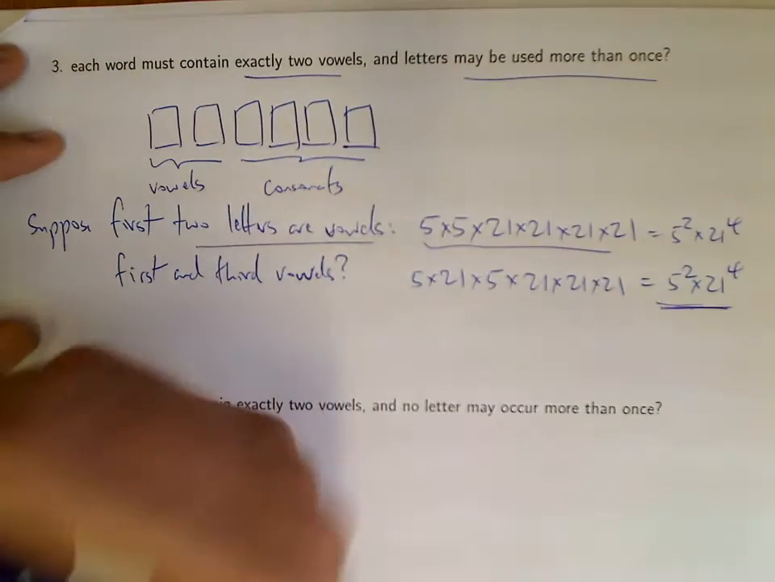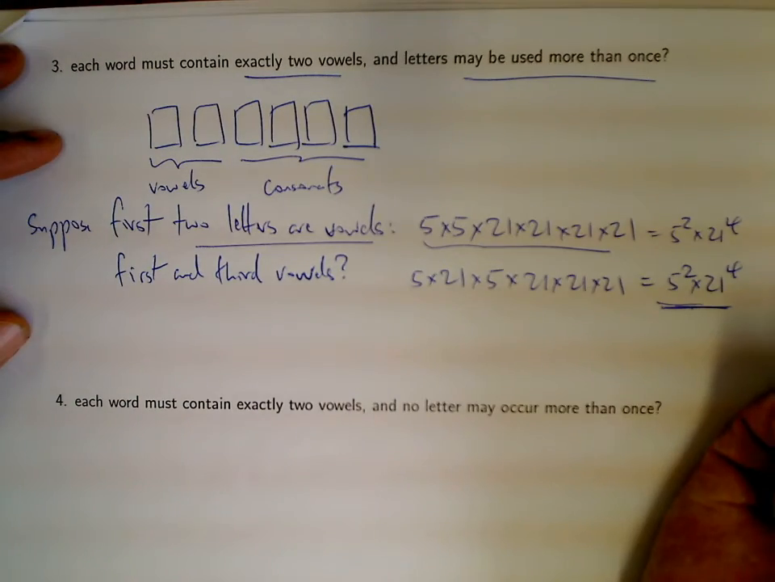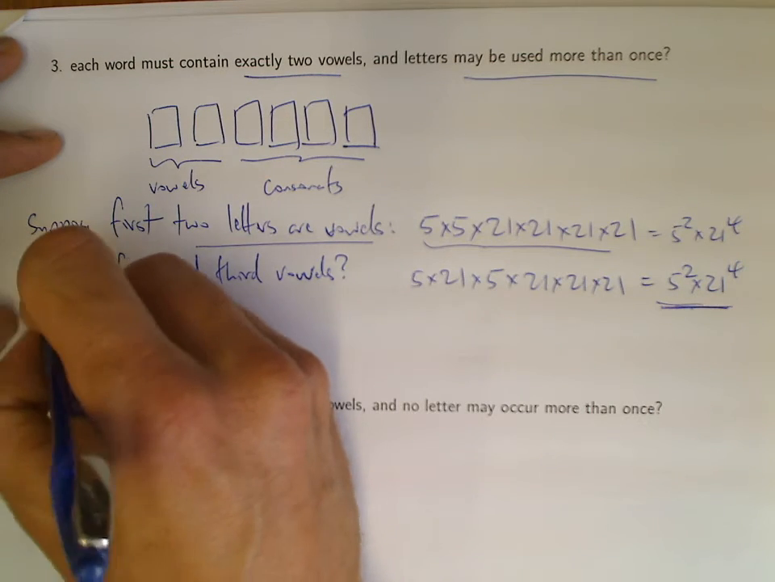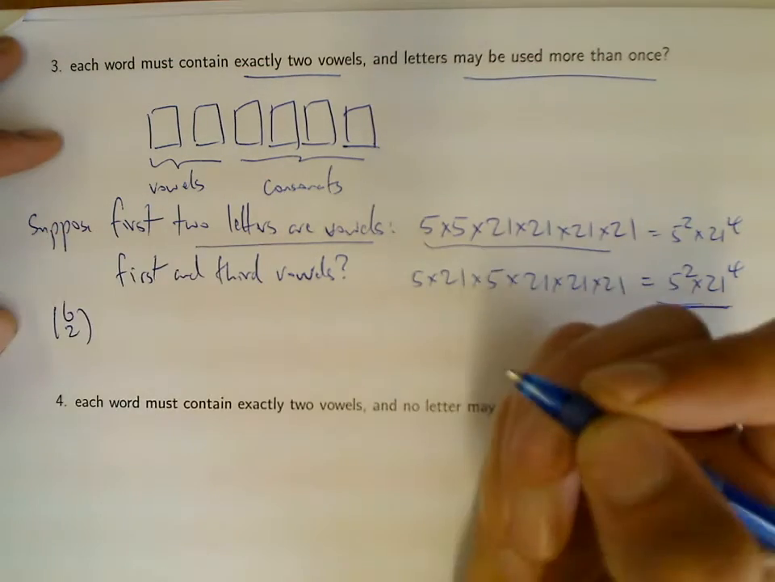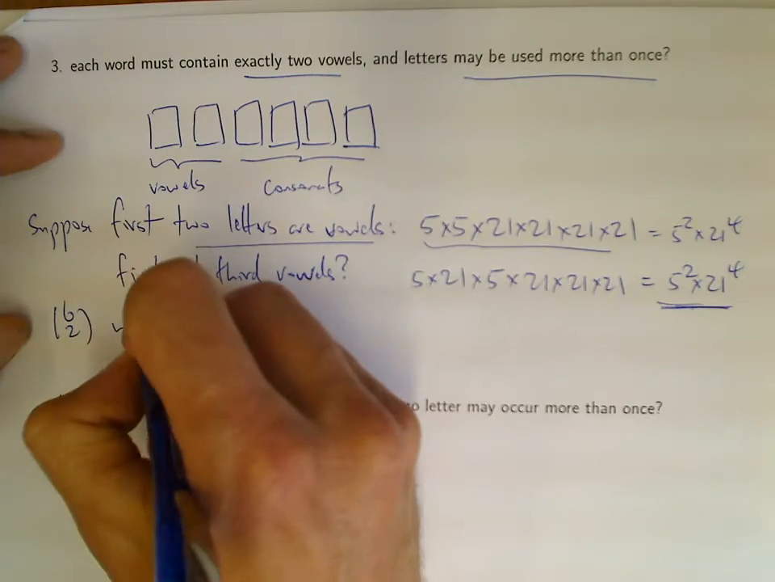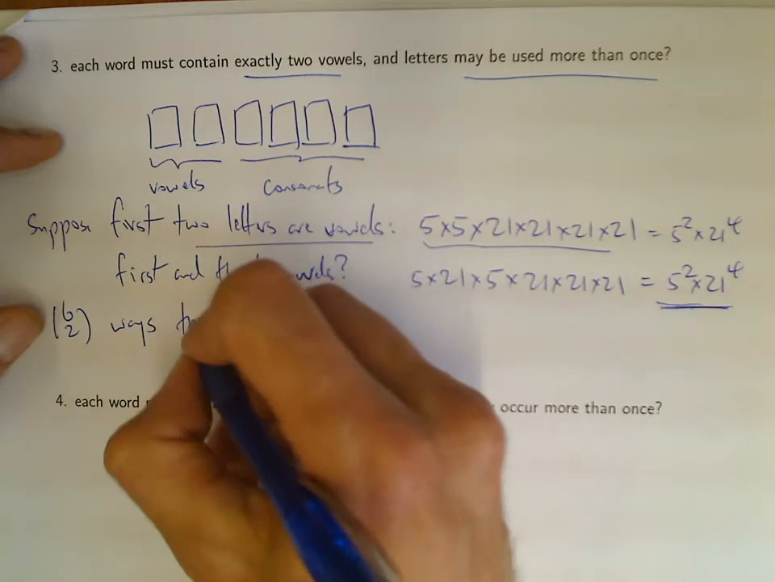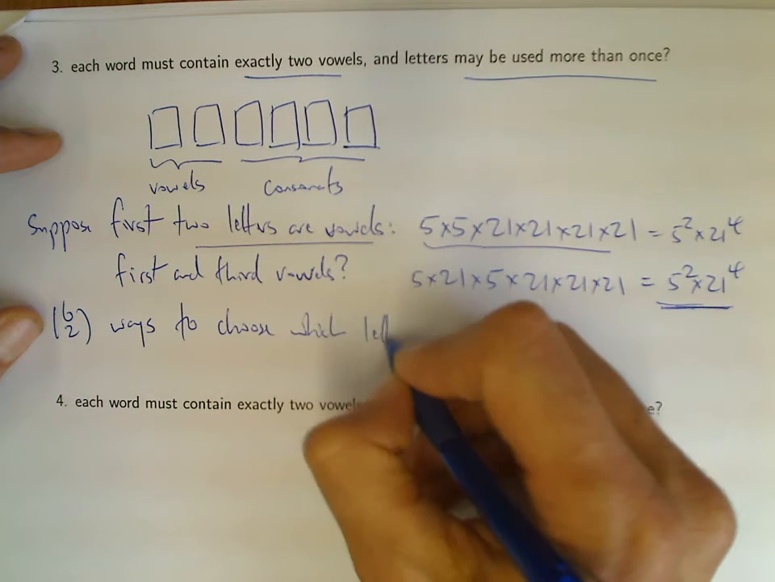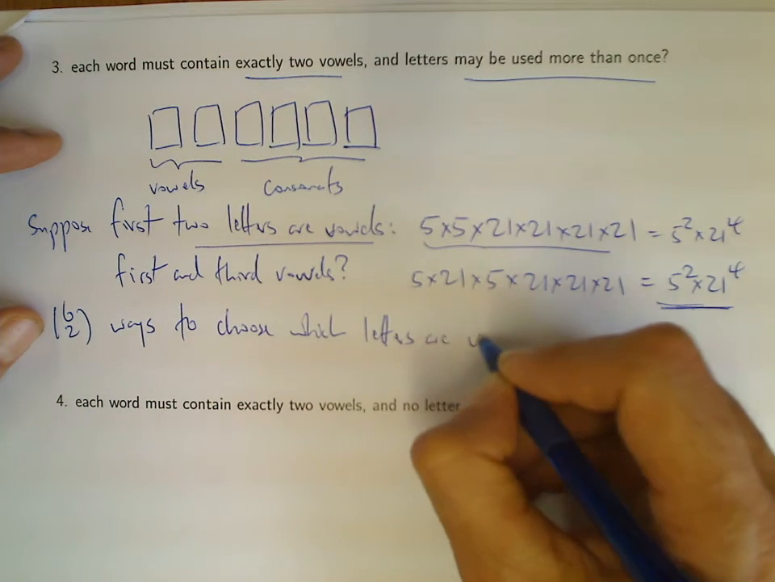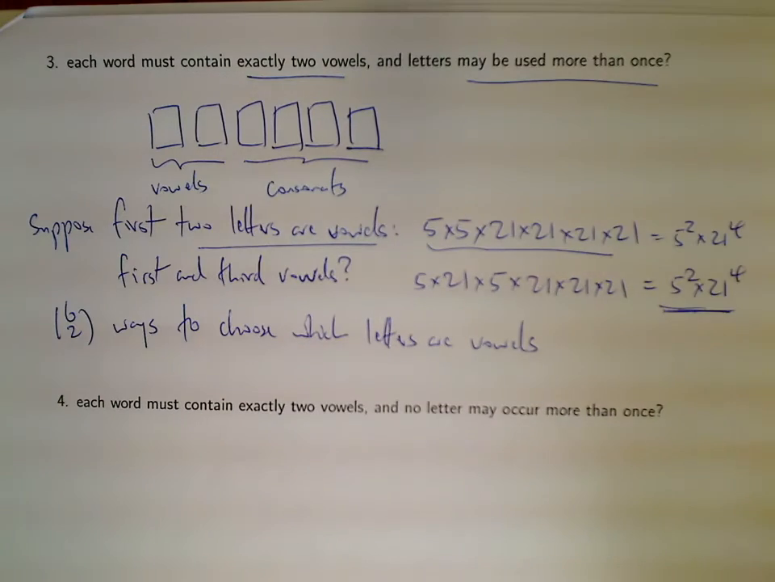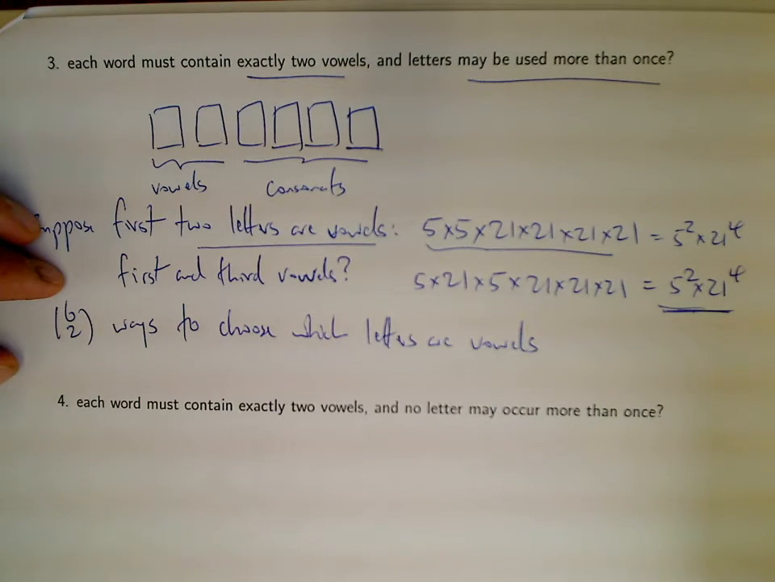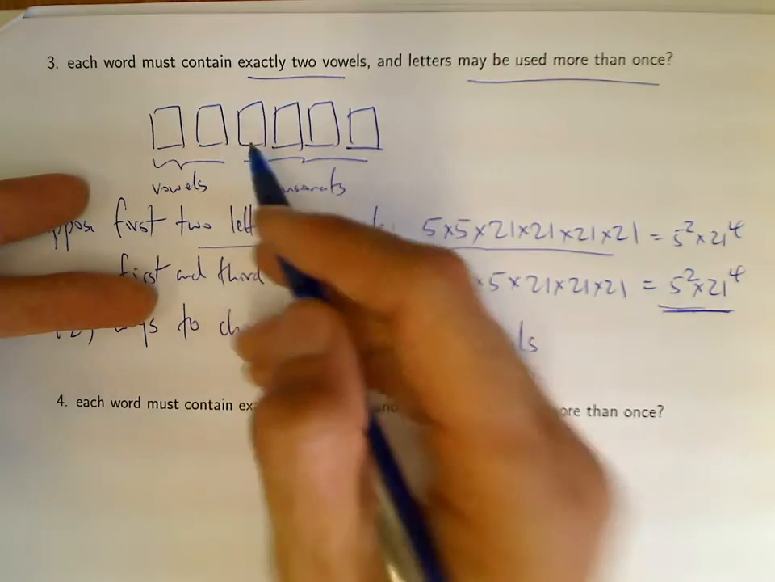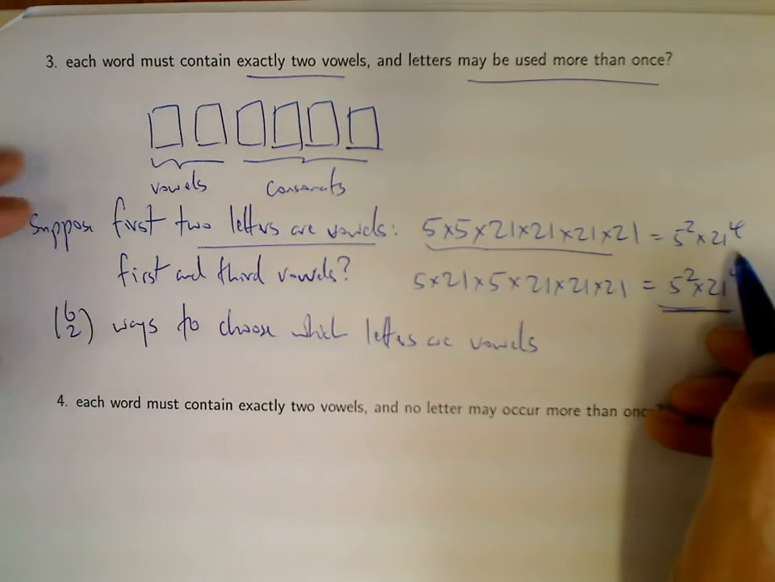So how many ways are there to choose which boxes get the 2 vowels? That's going to be 6 choose 2. So there's going to be 6 choose 2 ways to choose which letters are vowels. And so if we think about our process, first we choose which 2 boxes are going to have the vowels, and then we choose which vowels we have, and then we choose which consonants.